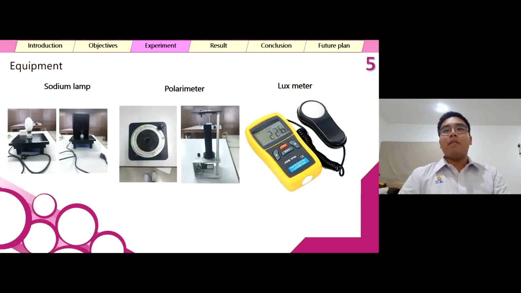This is the polarimeter that we use. Look at the analyzer. The analyzer separates into 4 zones, including A, B, C, and D. And the reason why we use sodium lamp is CRI and optical performance per watt. The optical performance per watt is better than general LED, and the color rendering index or CRI is 90%. The last one is the luxmeter. We use it to measure the brightness.